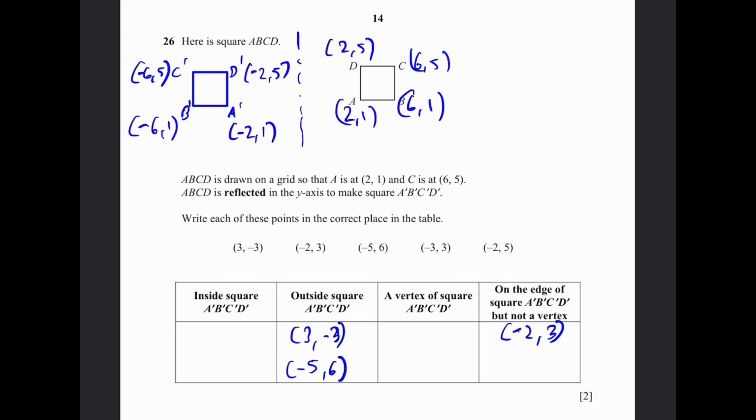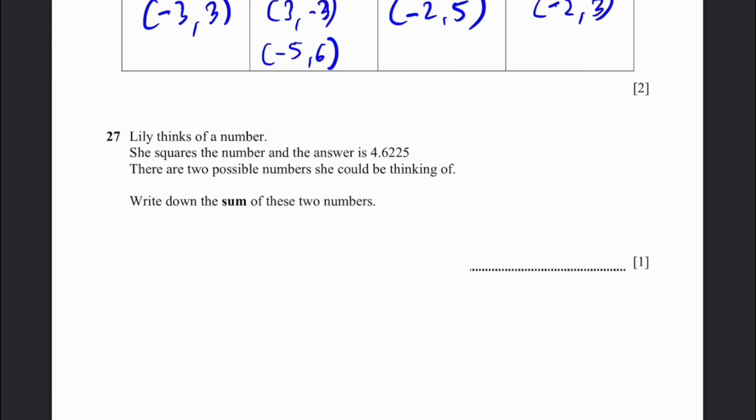Now minus 3, 3. The x values range from minus 2 to minus 6. Minus 3 is inside that. The y values range from 1 to 5. 3 is inside that. So this is inside the square. And finally, minus 2, 5. This is simply D dash, so it is a vertex. That's the answer. Question 27.